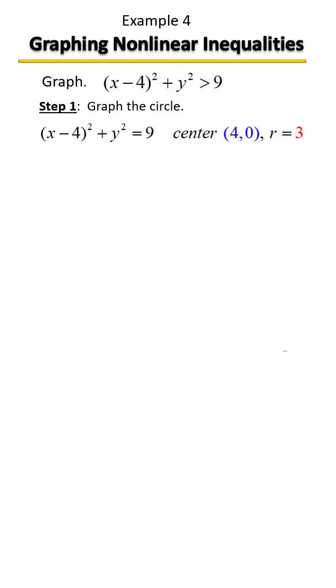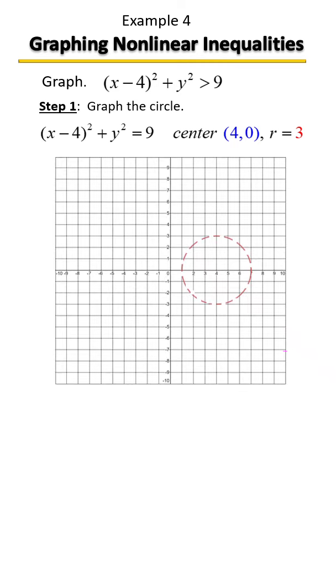So to sketch that, all I have to do is plot the center at (4, 0), then go out 3 units in each direction, and then that will be your circle. And now we have to decide where we're going to shade. There are only 2 regions. You're either going to shade inside the circle or outside the circle. And since it's not solved for y, we're going to use the test point method.